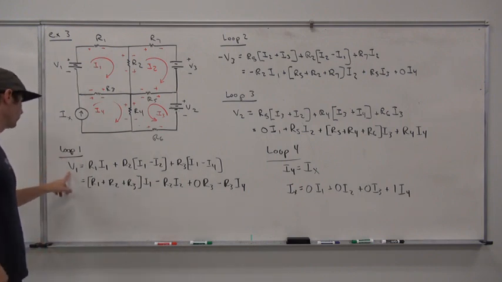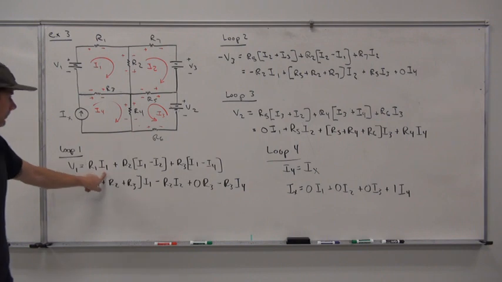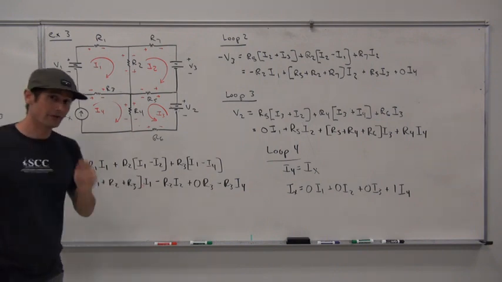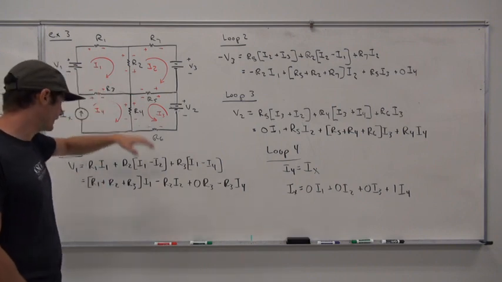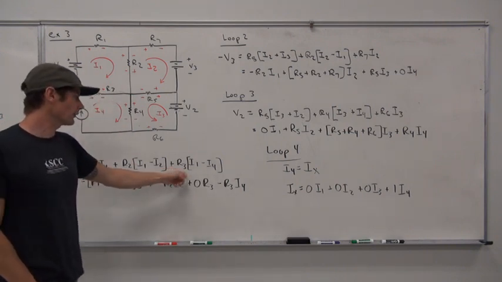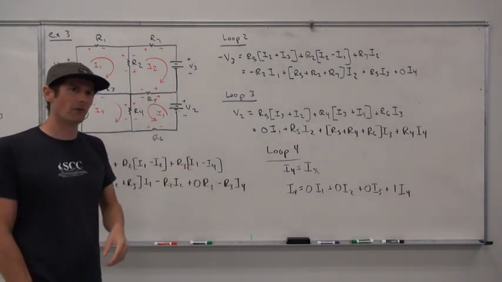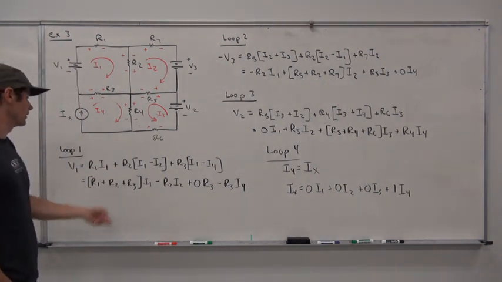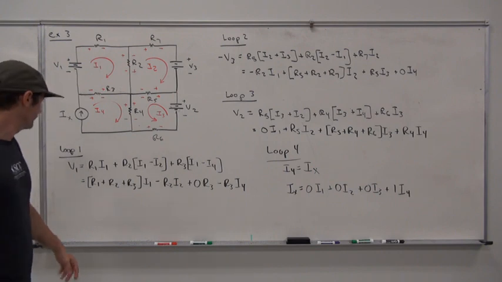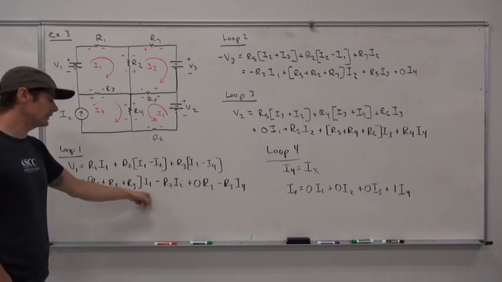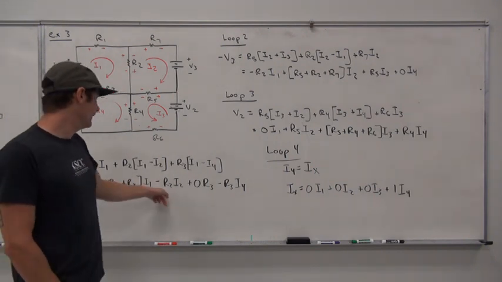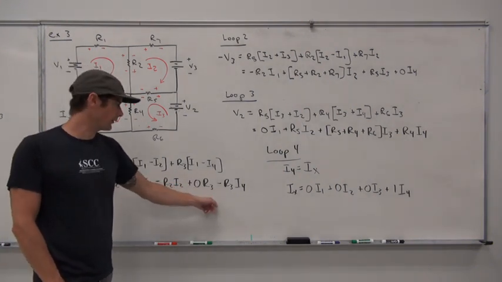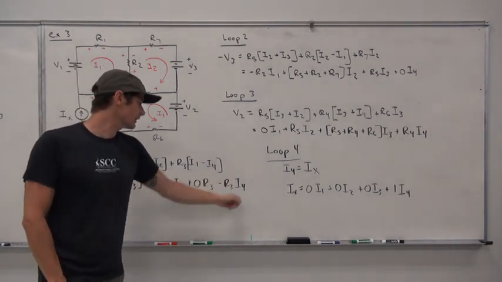So for loop 1, V1 is equal to R1 times I1 plus R2 times I1 minus I2. Remember, they're flowing against each other, plus R3 times I1 minus I4, once again flowing against each other. Go ahead and combine like terms here. R1 plus R2 plus R3 times I1 minus R2 times I2 plus 0 times R3 minus R3 times I4.